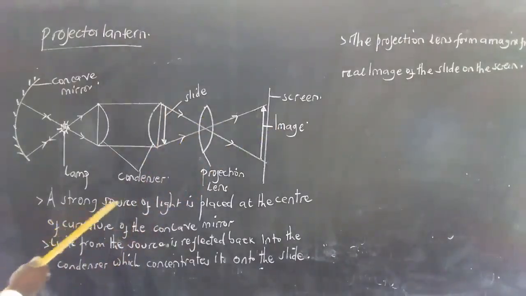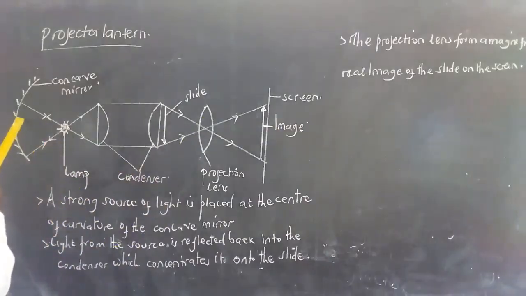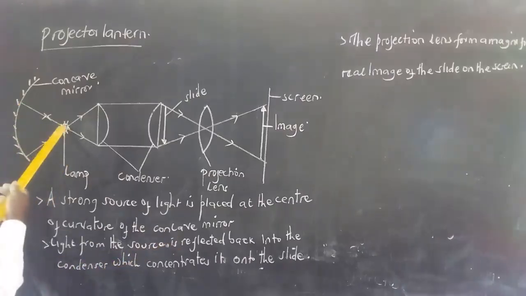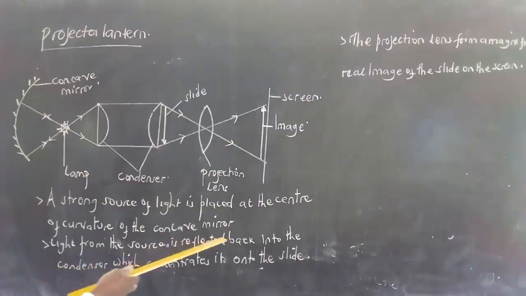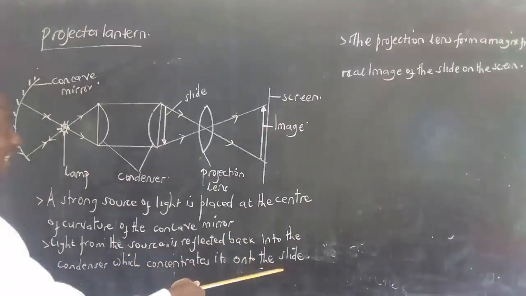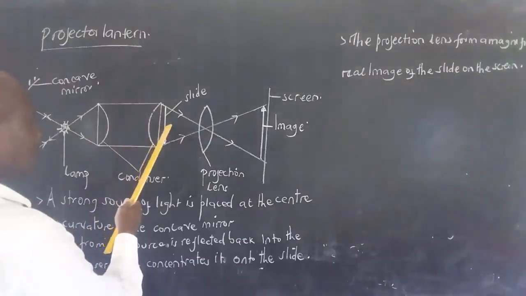The source of light is placed at the center of curvature of the concave mirror. Since the source is at the center of curvature, light from the source will be reflected back along its own path, into the condenser, which concentrates it onto the slide. So the condenser concentrates light through the slide.